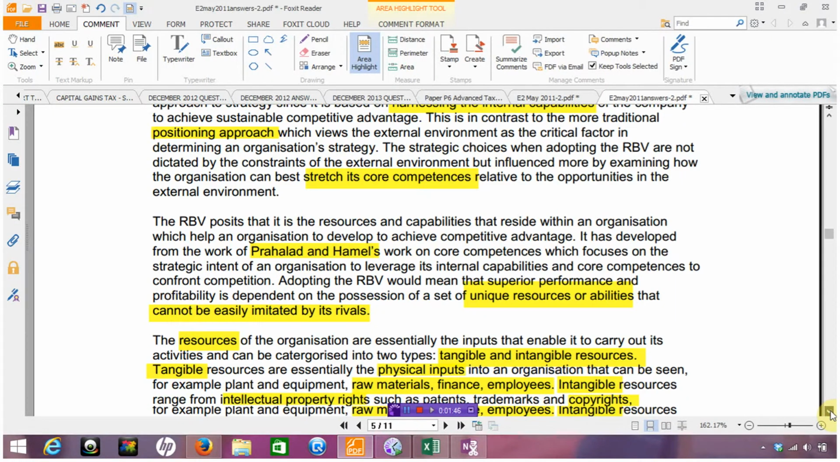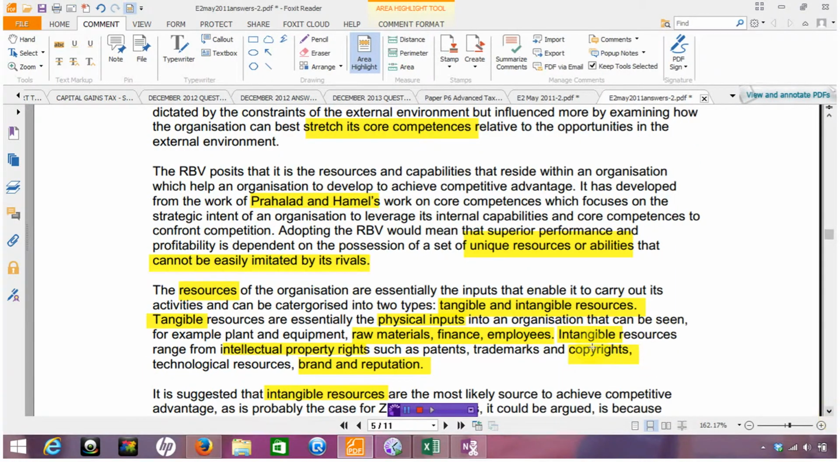If we move down the question, one of the key theorists, well, there's three of them here, but here's the first two, Prahalad and Hamel. Their work suggests that any company is going to have a set of resources and abilities, and if they're looking to leverage competitive advantage based on those, then ideally those resources and the abilities in particular cannot easily be imitated by rivals. They talk about uniqueness. That's an important point. Try and mention these two chaps, Prahalad and Hamel.